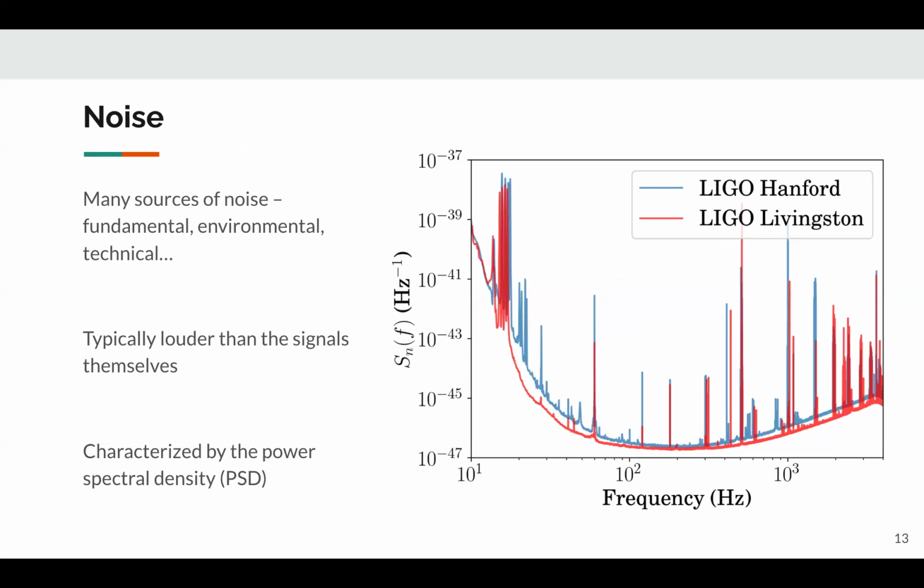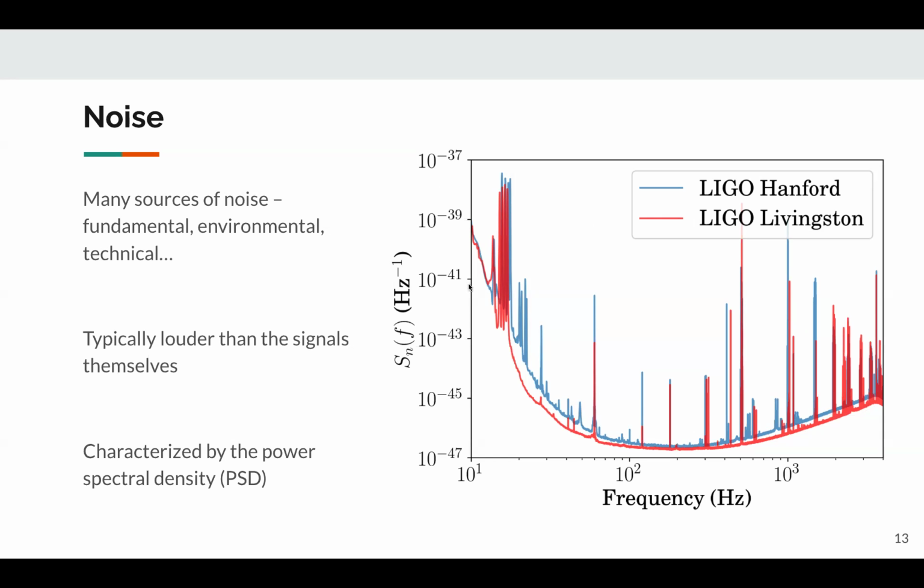Within the gravitational wave channel, there is noise. We have a lot of sources of noise. We have fundamental noise in the detector. We have environmental noise from earthquakes or tides or what have you. We have technical noise from the operation of the interferometer. And the noise is typically louder than the signals themselves, which makes it a challenge to detect anything.